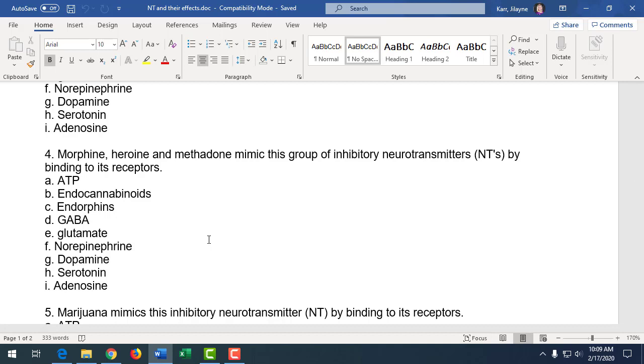What do you think? Morphine, heroin. I'm trying to find our list here. I want to give you a page reference also. I can find our page reference. I believe it's in chapter 12. I'll have to look in the back of the book.